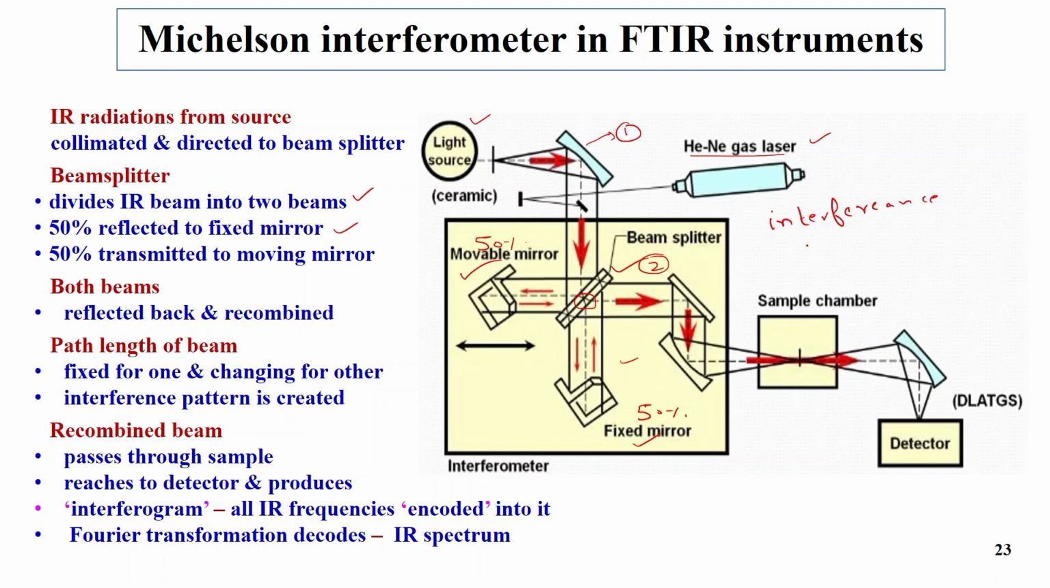The recombined beam then passes through the sample and reaches the detector. The interferogram has all the IR frequencies encoded, or modulated, into it. Around how many frequencies are there? About 9,000 frequencies, covering 4,000 to 400 centimeter inverse.